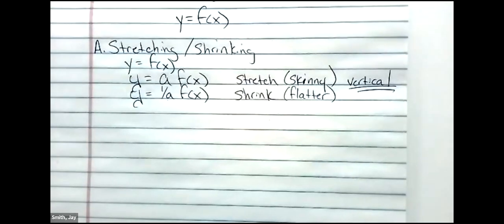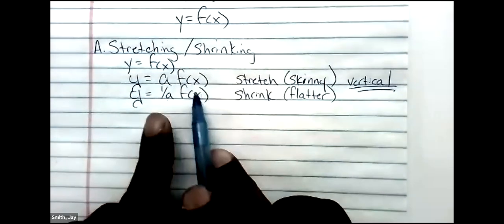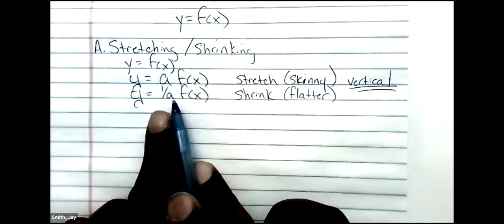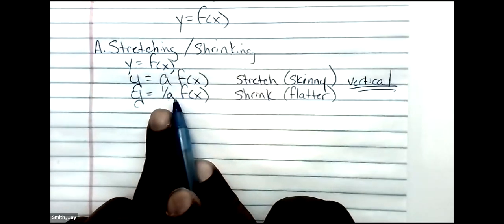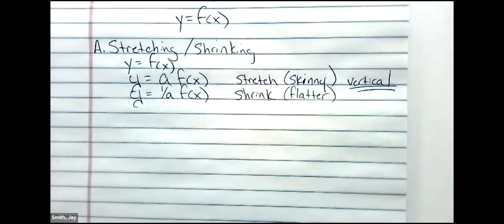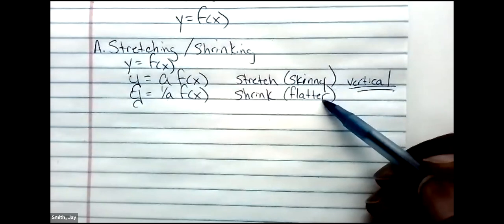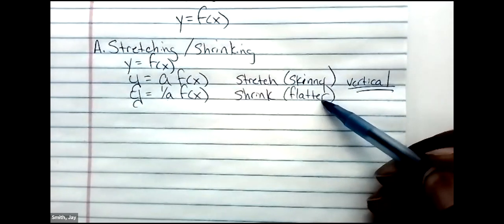So whenever we're talking about stretching or shrinking, we're talking about it vertically. The way I like to talk to people about it, whenever we say stretch or shrink or multiplying the entire function by either a whole number a or a fraction between 0 and 1, like 1 over 3 or 1 over a, then it's either going to make the graph look skinnier if it's a whole number, flatter or fatter if it's a fraction.